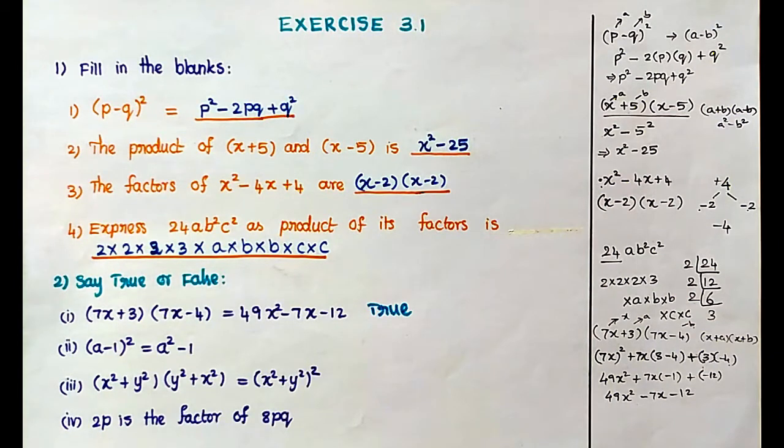Next one, (a minus 1) whole squared. (a minus 1) whole squared, that is (a minus b) whole square, right?